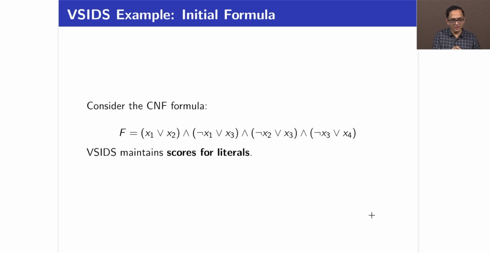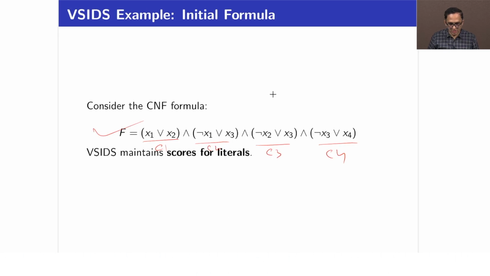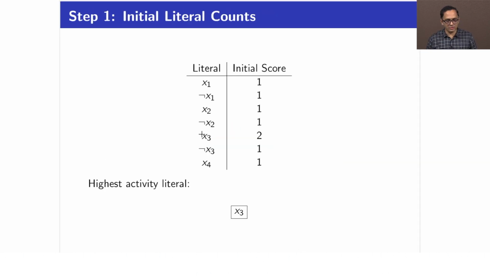So, say you have a formula with 4 clauses here, C1, C2, C3 and C4. I will again score the literals, right. I will get the score like this: x1 is 1, not of x1 is 1. If you see here, x1 occurs only once, not of x1 also once, x3 occurs 2 times, right, and so on. So, we will get this score.